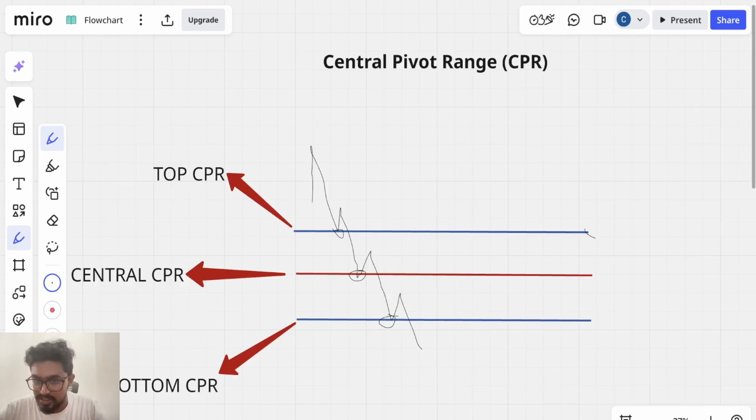How does it act as resistance? For example, now the market opens below, at this morning level. It opened and took a resistance, came down, then broke that resistance, went up and took a resistance, and now it breaks it and again goes here and takes a resistance at the top CPR, and again goes up like this. Here it took a resistance, here it took a resistance, and here it took a resistance.